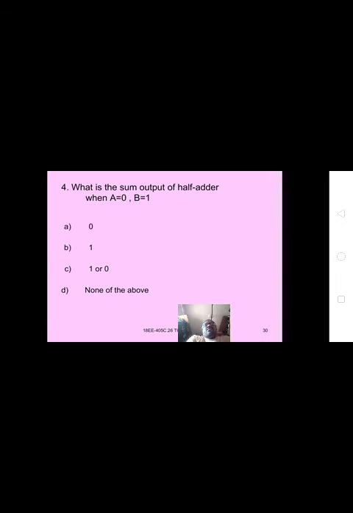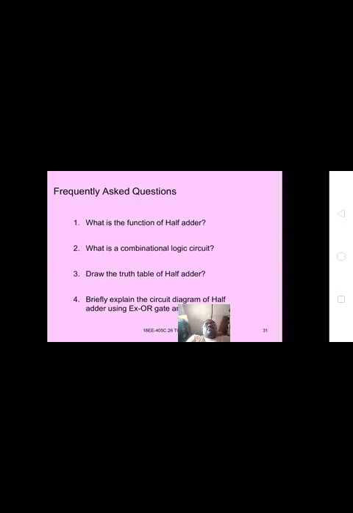Zero. A is the correct answer. Here I have given some frequently asked questions also. What is the function of half adder? What is a combinational logic circuit? Draw the truth table of half adder.